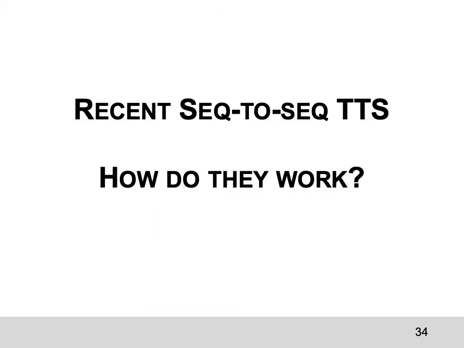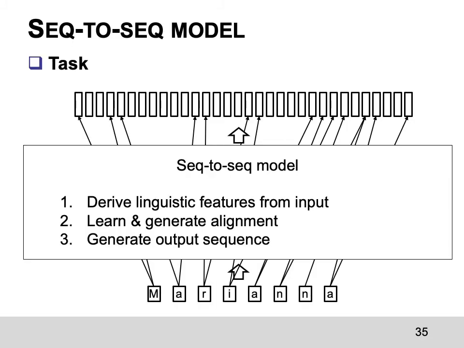Okay, let's look at the sequence-to-sequence TTS models. Remember that the task of a sequence-to-sequence model is to convert the text into the acoustic feature sequences. And we need to solve 3 specific tasks: how to derive linguistic features, how to learn and generate alignment, and then how to generate output sequences. Again, we cannot use the common neural networks such as the feed-forward or recurrent one. For this kind of sequence-to-sequence model, we normally use an attention mechanism.